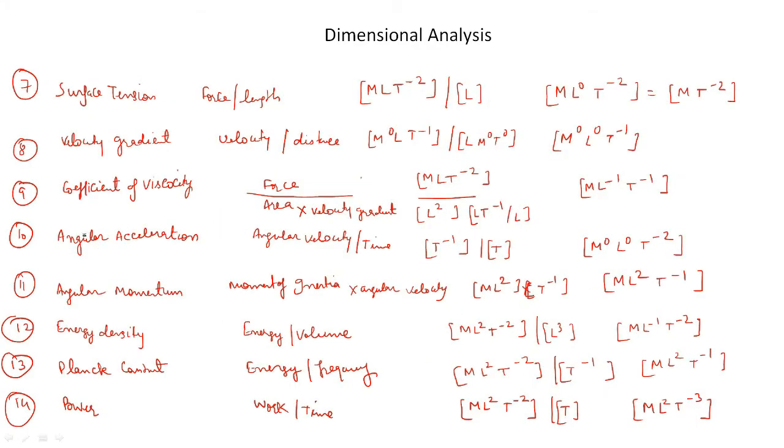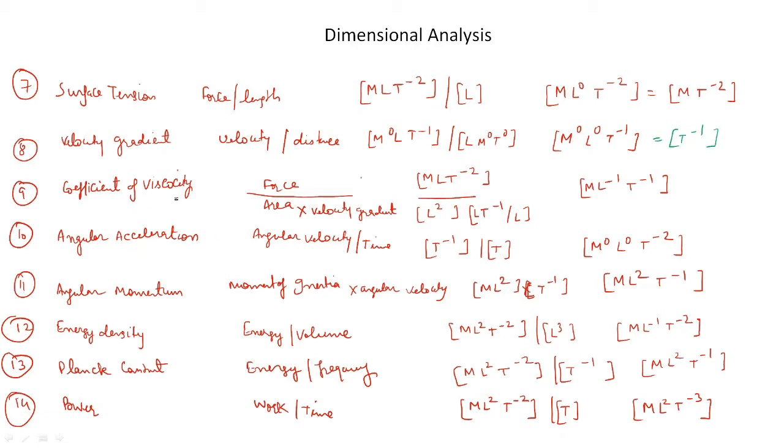Then the other physical property is surface tension. Surface tension is defined as force per unit length, so it will be MLT to the power minus 2 divided by L, so it becomes finally MT to the power minus 2. Then velocity gradient, it is defined as velocity divided by distance. So velocity having the dimensional formula LT to the power minus 1 and distance having the dimensional formula L. So finally it will have the dimensional formula T to the power minus 1.